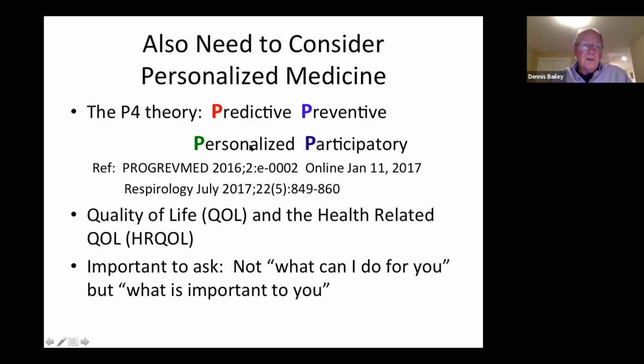Are we personalizing the treatment? Again, based upon the phenotype and the endotype of the patient. And the patient becomes participatory because we give them options as far as what they can be involved in or what treatment they can select. These are the two articles that deal with P4 theory and personalized medicine. We also have to look at quality of life and health-related quality of life because the quality of life or the health-related quality of life that patients are going to experience can vary based upon associated comorbidities they may have. I feel it's important to ask a patient not what can I do for you, but what is important to you.